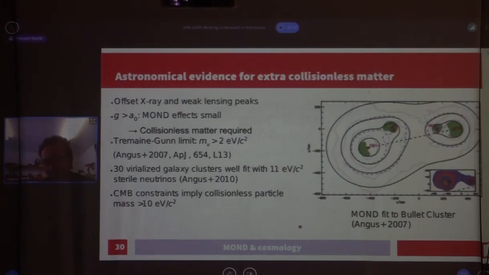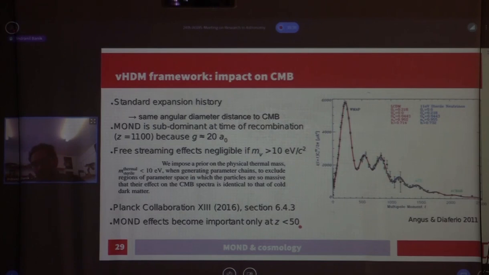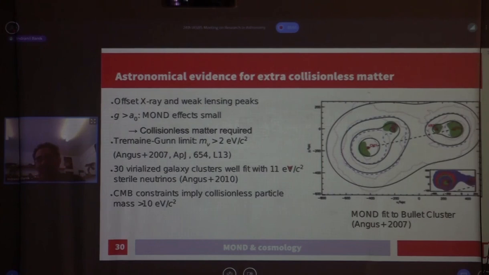There's other evidence for these sterile neutrinos beyond the CMB. I should have said, in the CMB, with a rest energy of 11 eV, there would be the same amount of dark matter in the MOND picture as there is in the standard picture. So the height of the third peak is explained in just the same way as in lambda CDM. And the free streaming effects are not important at a mass of 11 eV/c².